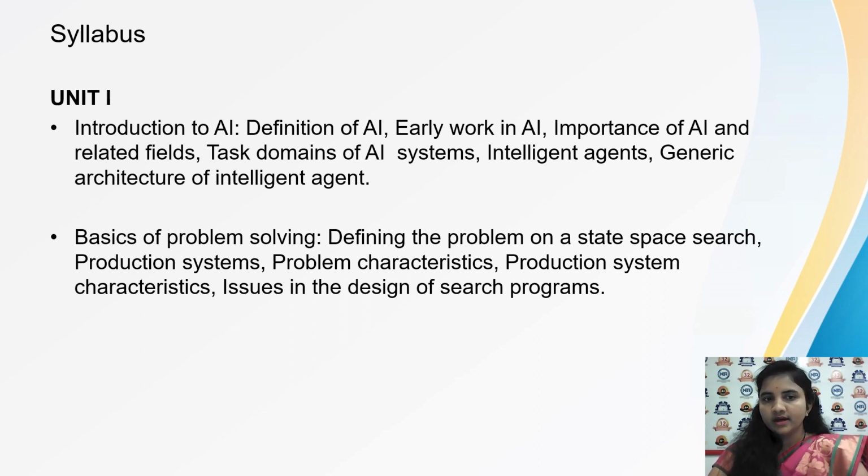Next is a generic architecture of intelligent agent. There are three or four types of intelligent agent, and here we have included the architecture of intelligent agent. Next is the basics of problem solving. Problem solving means how we use AI to solve various complex problems. Then first, defining the problem as a state space search. What is state space search?